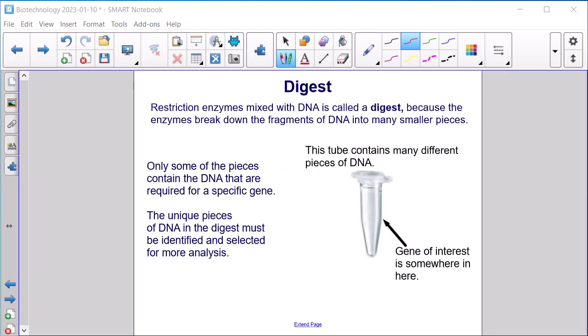Restriction enzymes mixed with DNA is called a digest, because the enzymes break down the fragments of DNA into many smaller pieces. So you can imagine this tube containing many different pieces of DNA, and somewhere in that digest is the gene of interest. Only some of the pieces of DNA in here will contain the DNA required for a specific gene. The unique pieces of DNA in the digest must be identified and selected for more analysis.